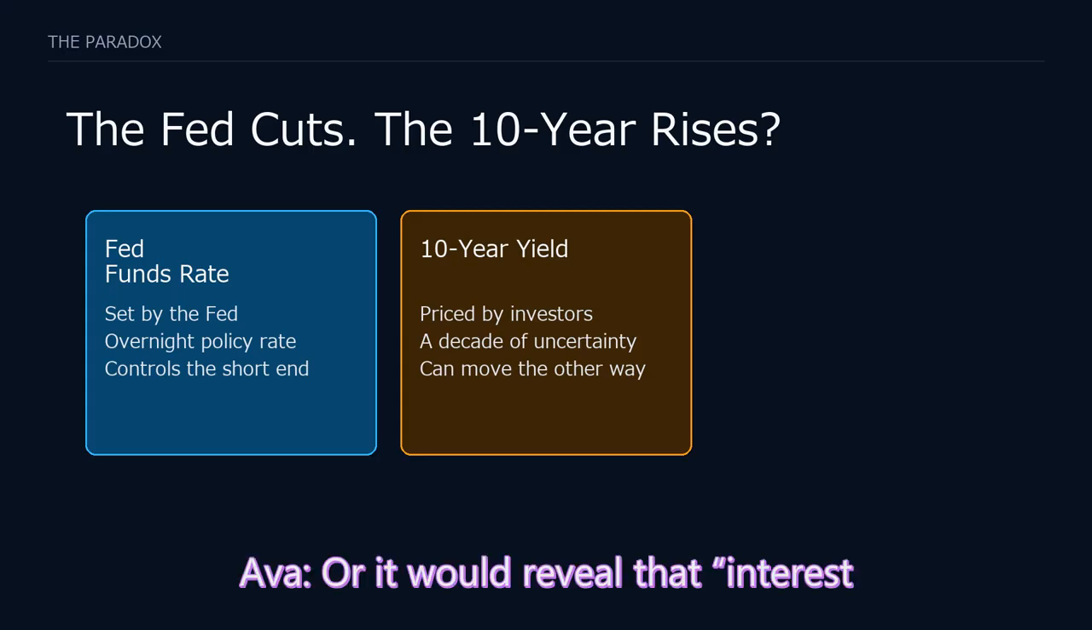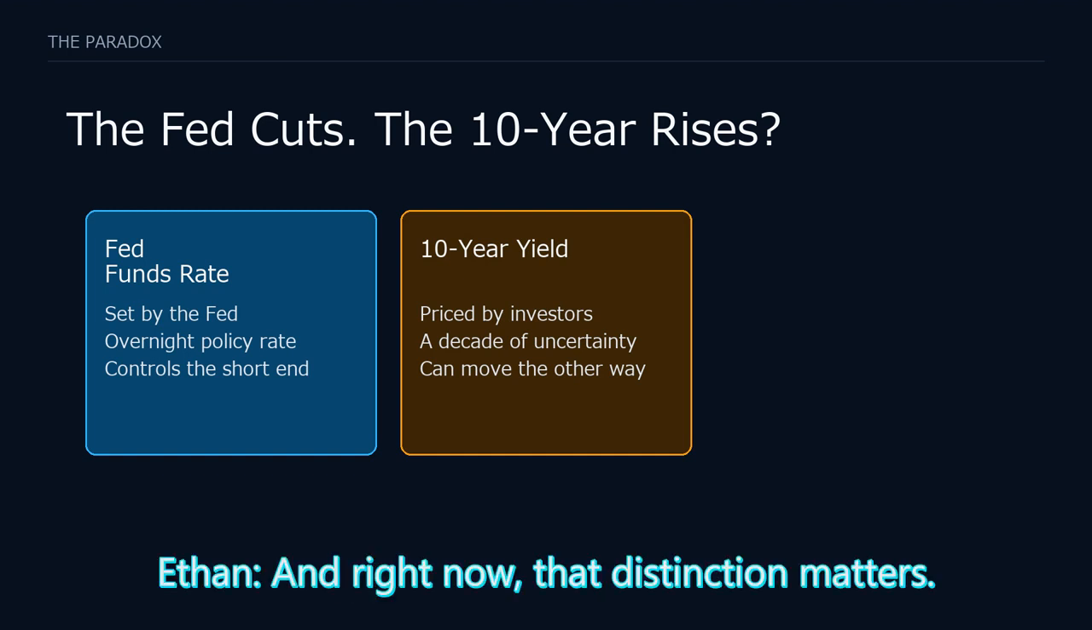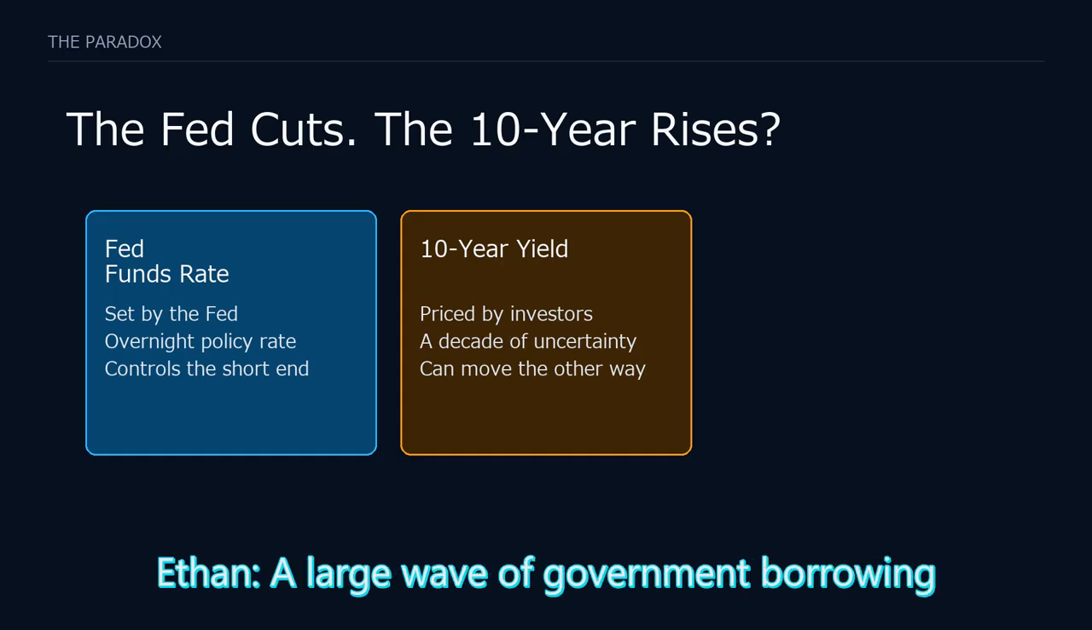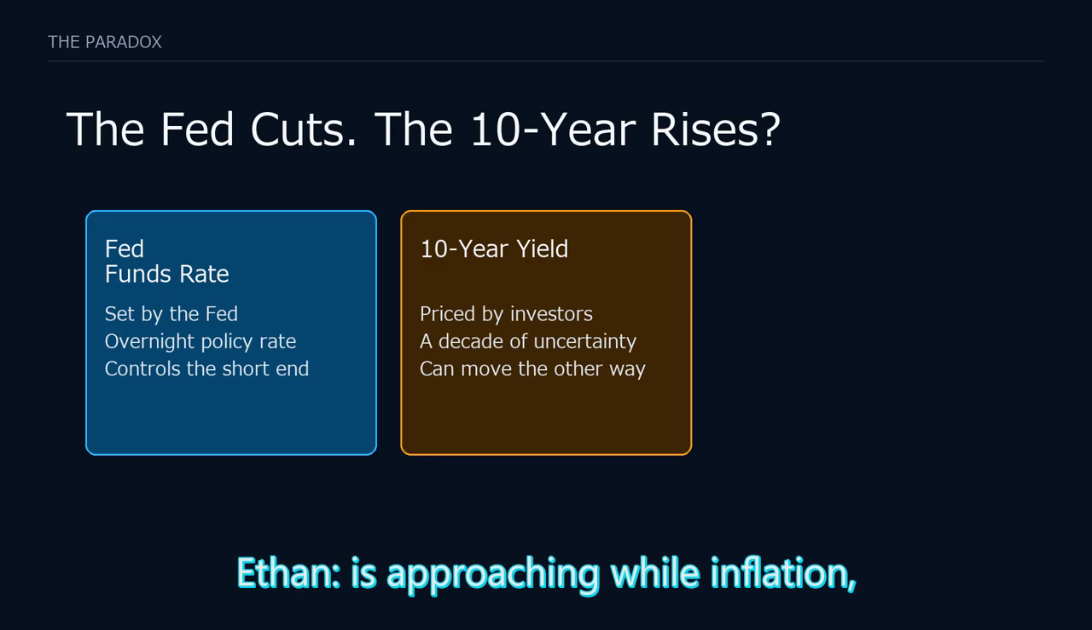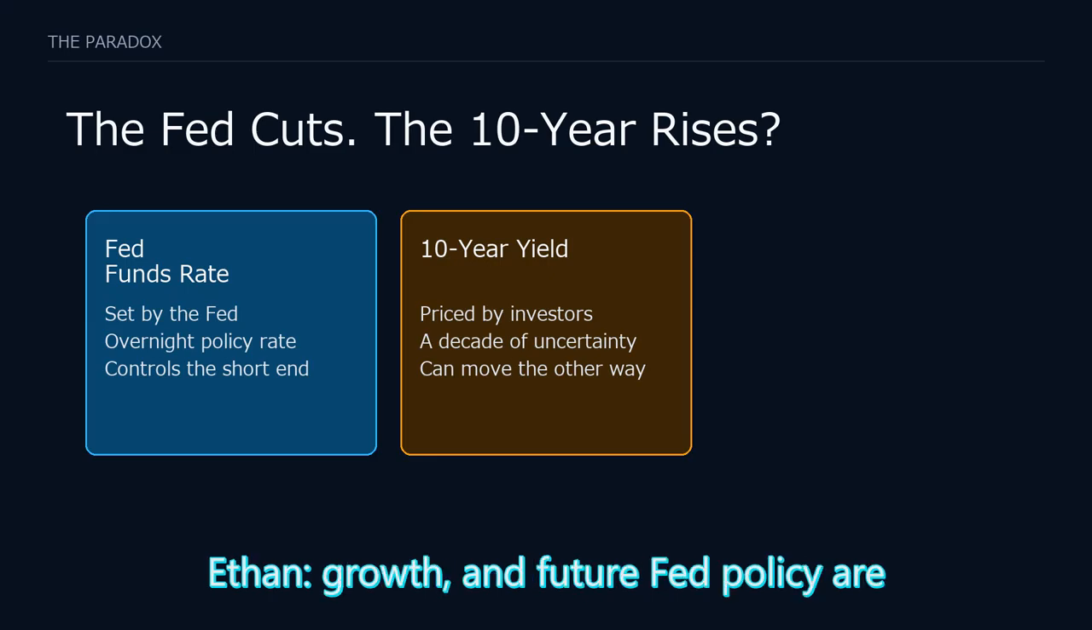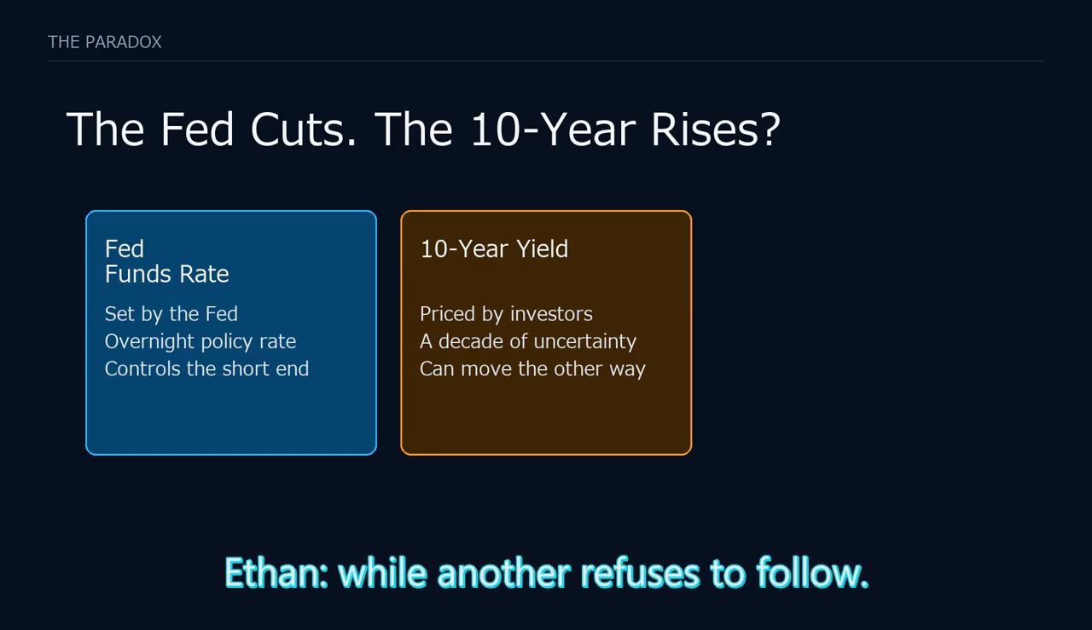Or it would reveal that interest rates are not one switch. The Fed directly controls one corner of the system. Investors price the rest. And right now, that distinction matters. A large wave of government borrowing is approaching while inflation, growth, and future Fed policy are still being debated. One rate can fall while another refuses to follow.